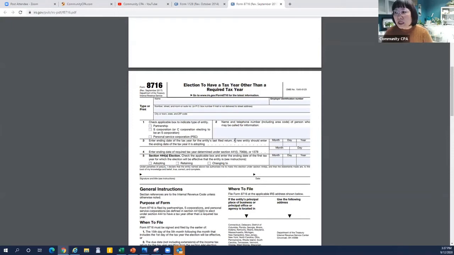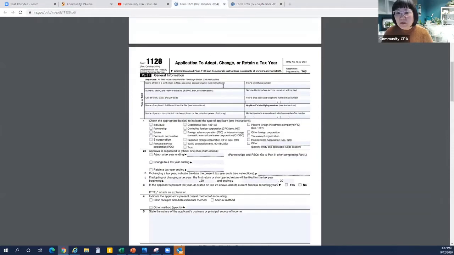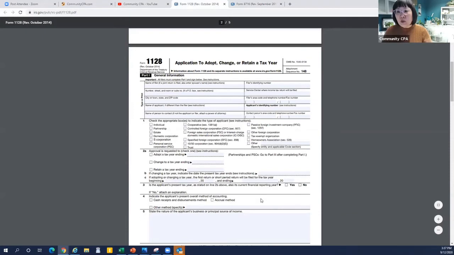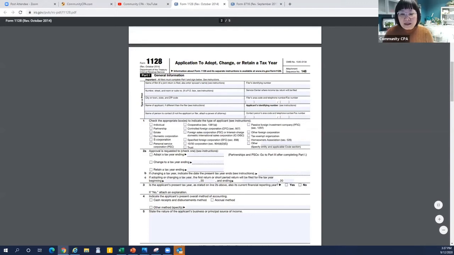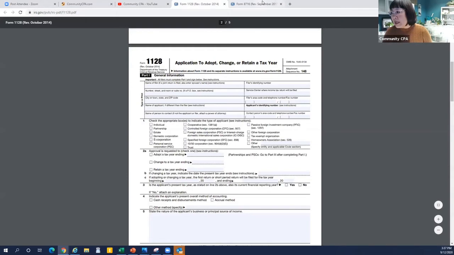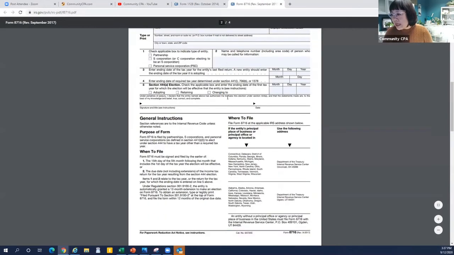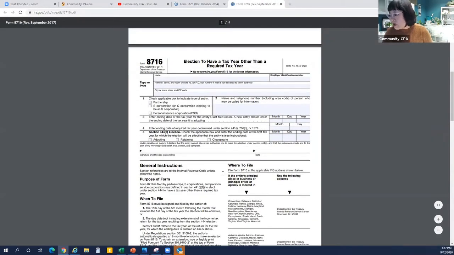But when you are just changing the method because it was wrong, then you use 1128. So those are the forms available to you. I want to show you what they look like, so when you come across them, you will recognize them.